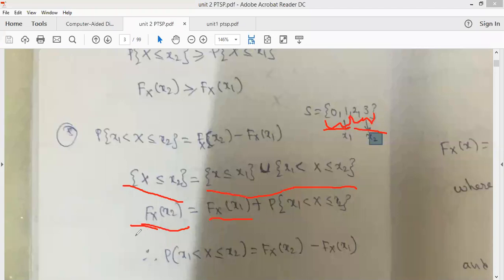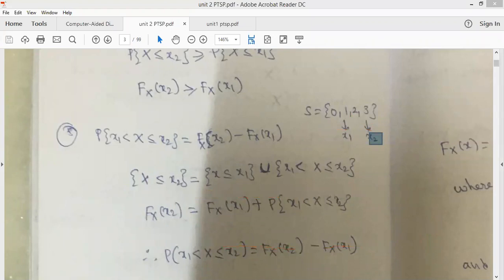So from this second relation, we write probability of x1 less than x less than or equal to x2 as equal to Fx of x2 minus Fx of x1. This is our fifth property.